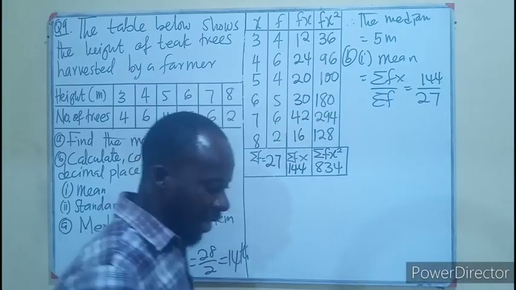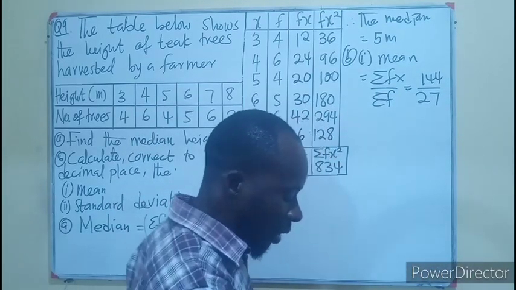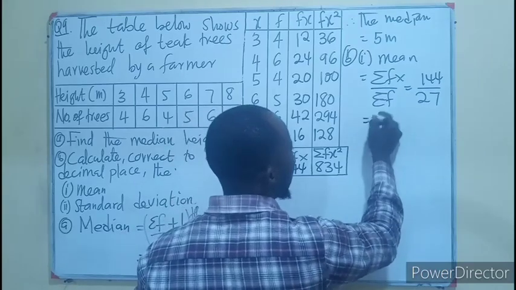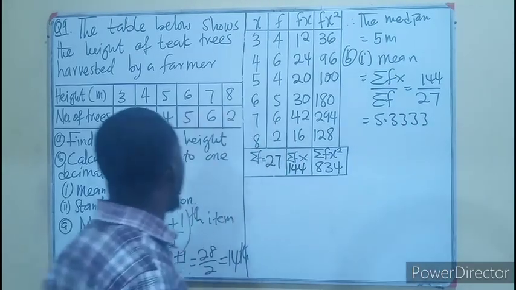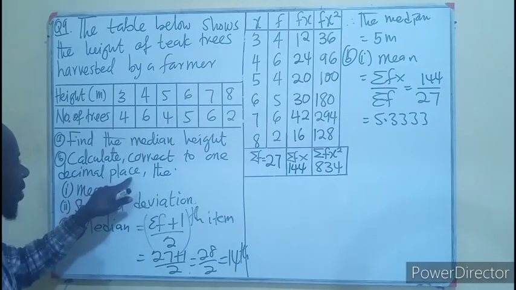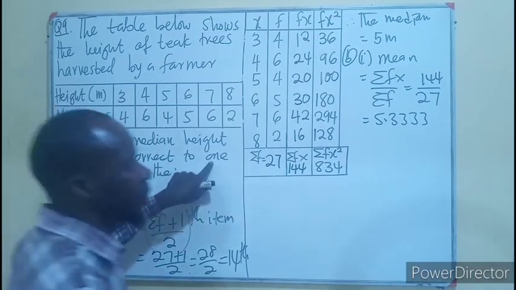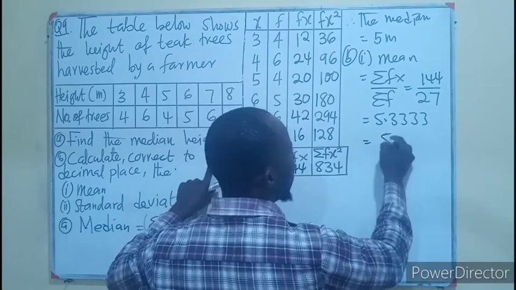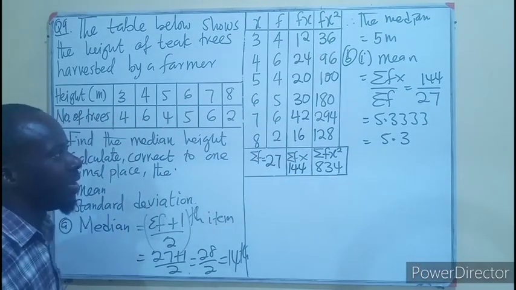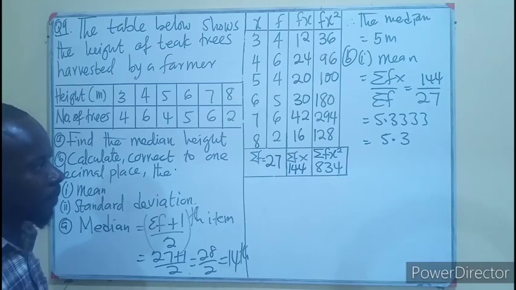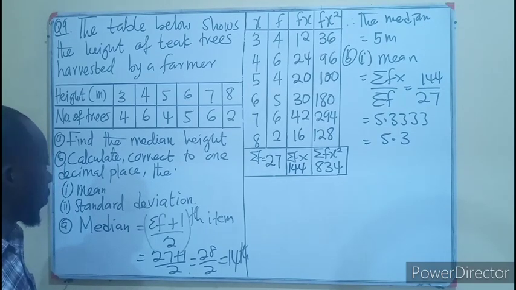And that is going to be 144 divided by 27. If you do that on the calculator, you'll have 5.3333 recurring. But we have to leave our answer in only 1 decimal place. So this is going to be 5.3 meters. 5.3 meters as the mean value.